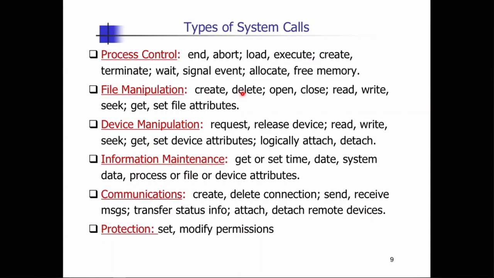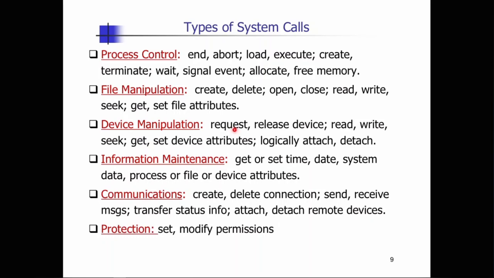So to create and delete a particular file, to open and close a file, to be able to read and write or seek in a file, and then to get and set file attributes. So these are the system calls that fall in this category of file manipulation or file management. Following that, we have device manipulation. So in case the process that is currently executing needs to interface with a particular device, then we need all these calls to be able to interact with the device.